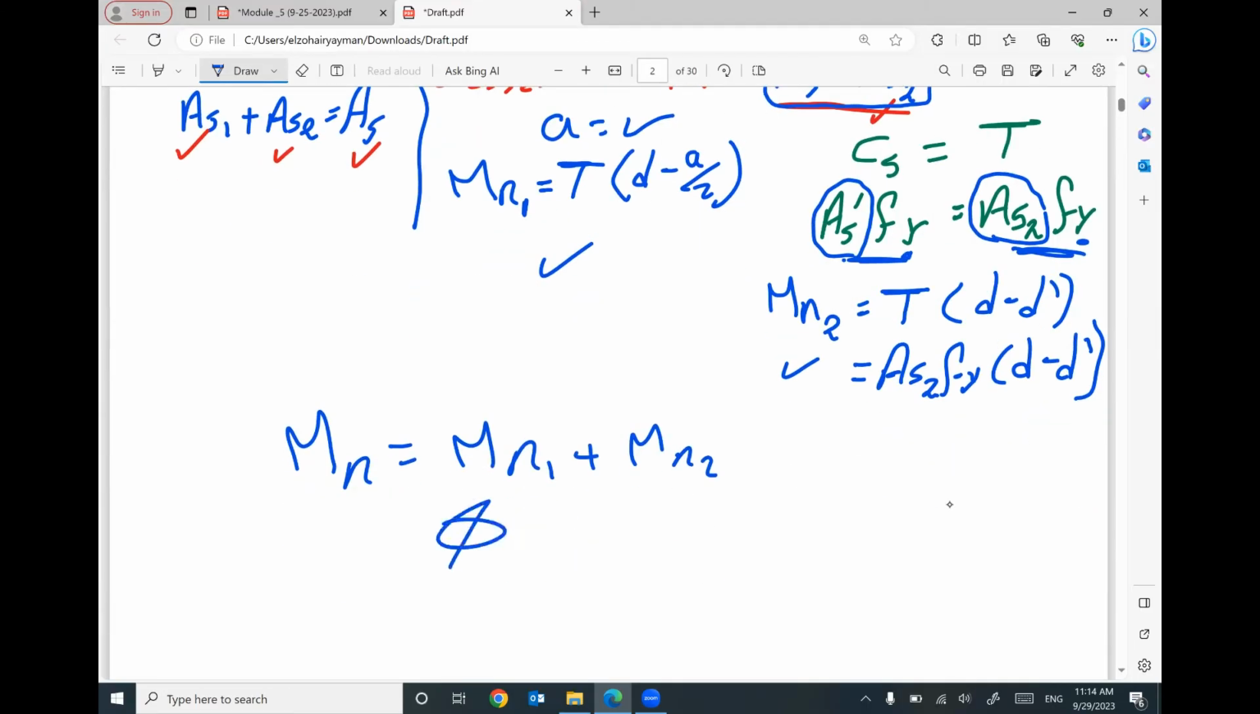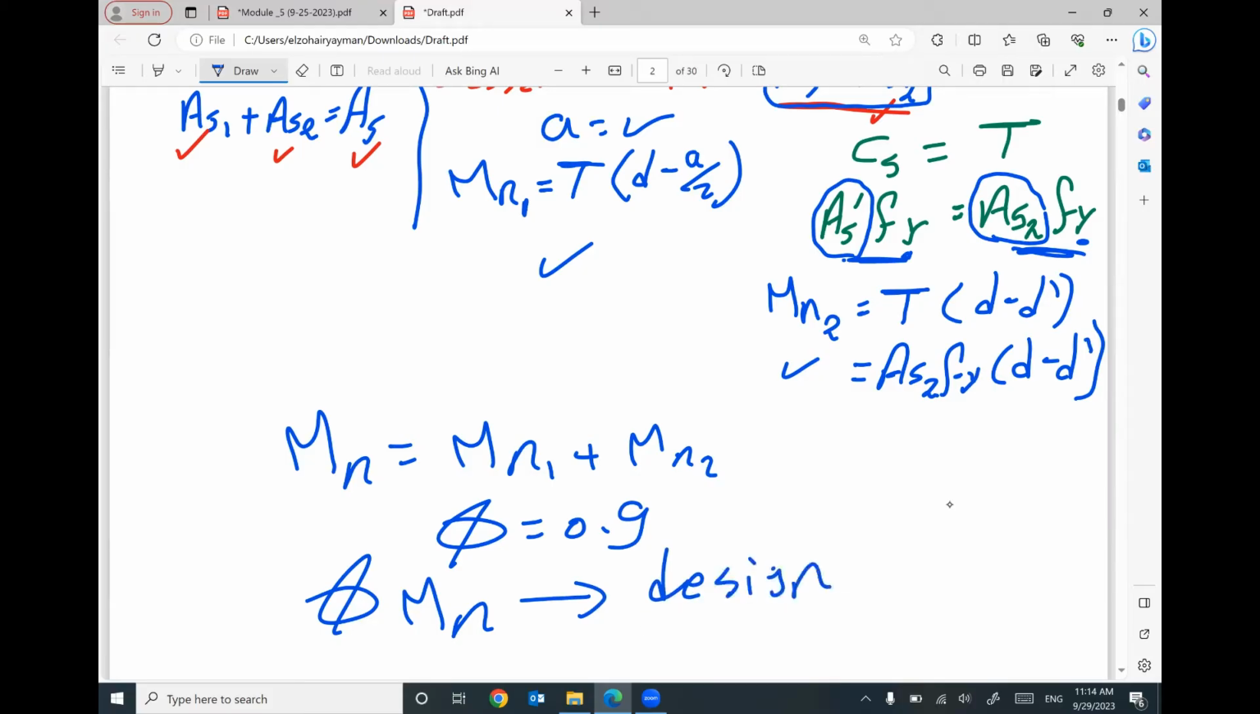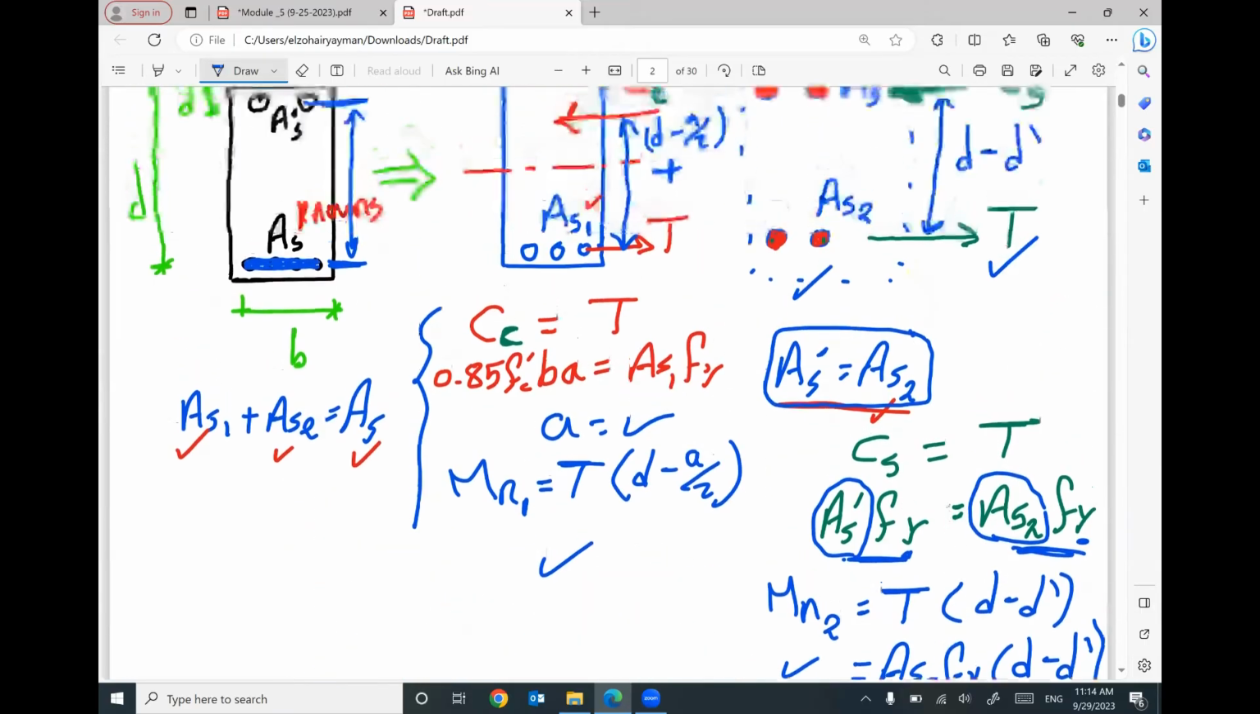And if phi for this type of cross section will be 0.9, I can figure out the value of phi Mn, which is the design moment strength. That makes sense? It's very easy.